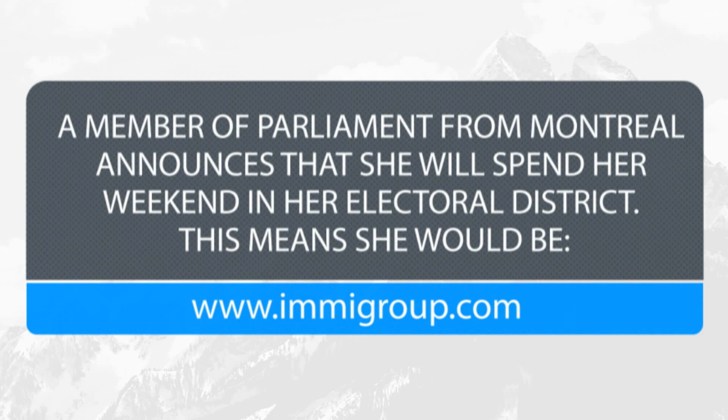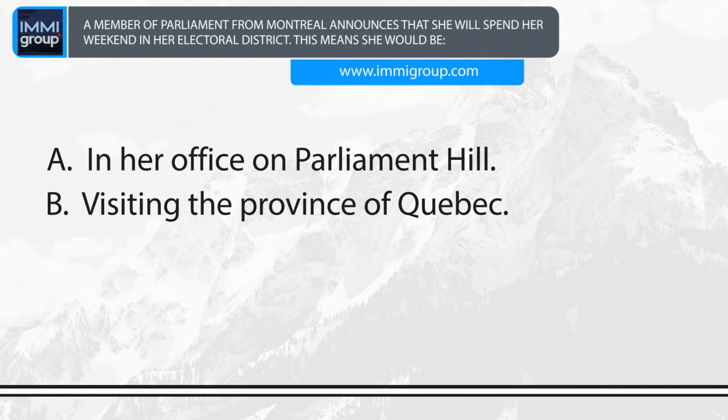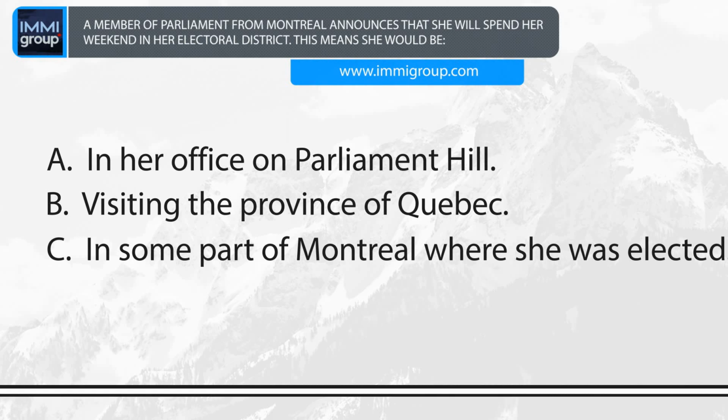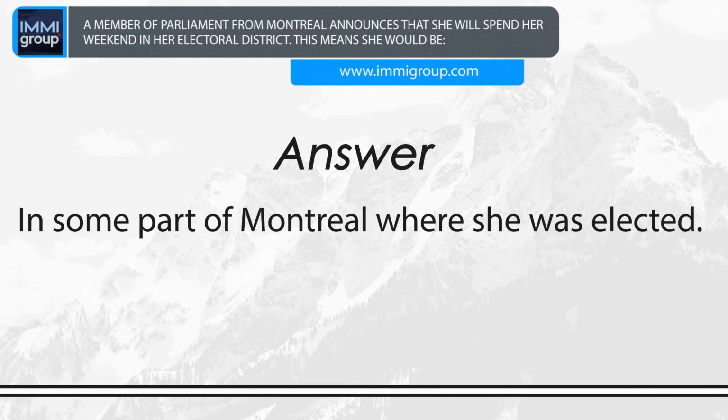A Member of Parliament from Montreal announces that she will spend her weekend in her electoral district. This means she would be A. In her office on Parliament Hill. B. Visiting the province of Quebec. C. In some part of Montreal where she was elected. D. Going on a vacation. Answer: In some part of Montreal where she was elected.